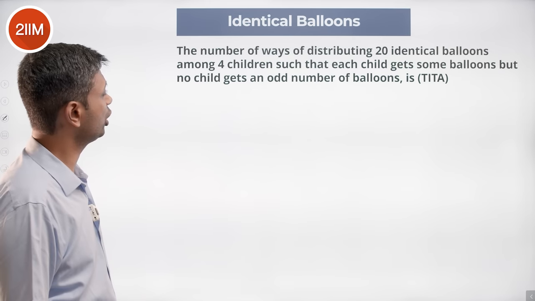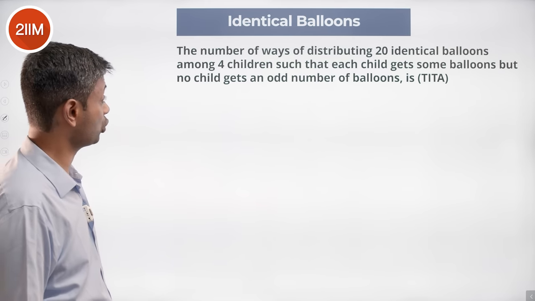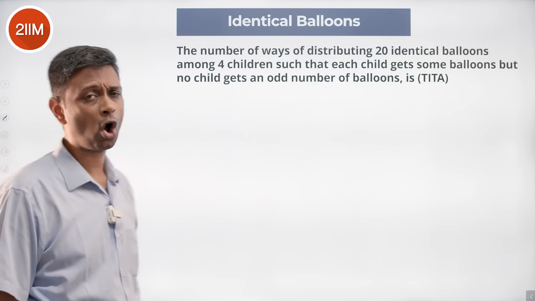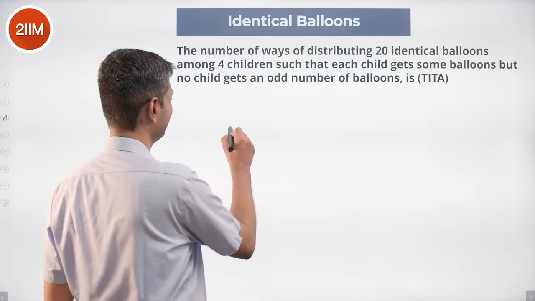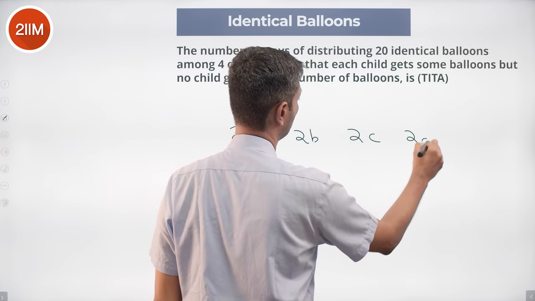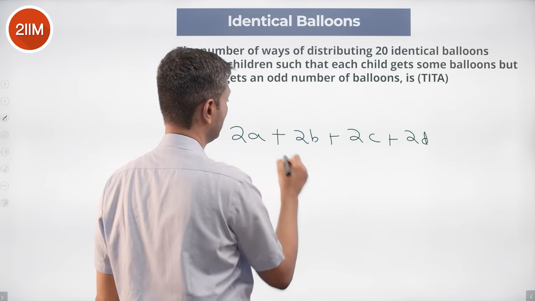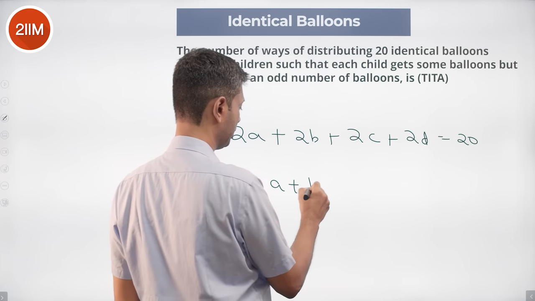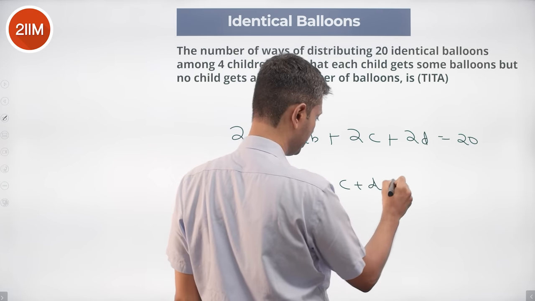The number of ways of distributing 20 identical balloons among 4 children such that each child gets some balloons but no child gets an odd number of balloons. Nice. 2A, 2B, 2C, 2D. All 4 are even numbers. Add all this up, get 20. Or A plus B plus C plus D is 10.